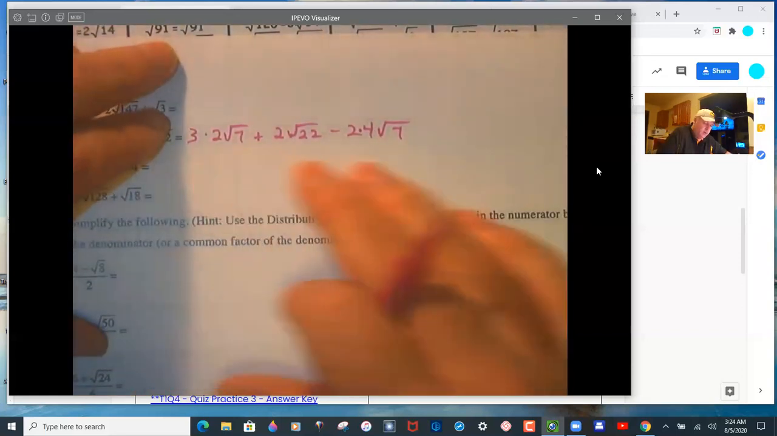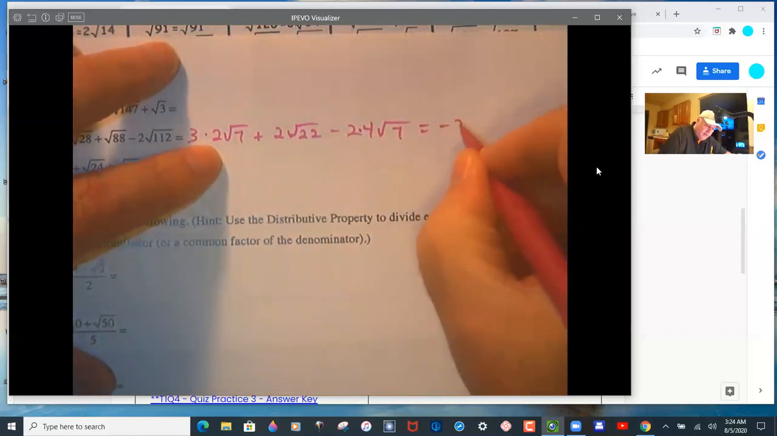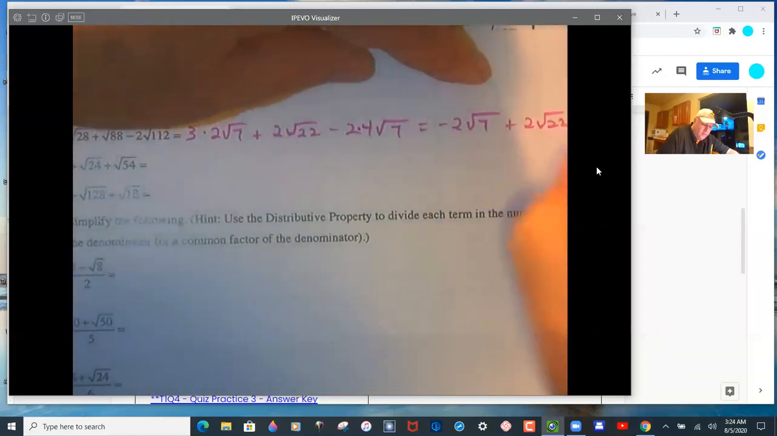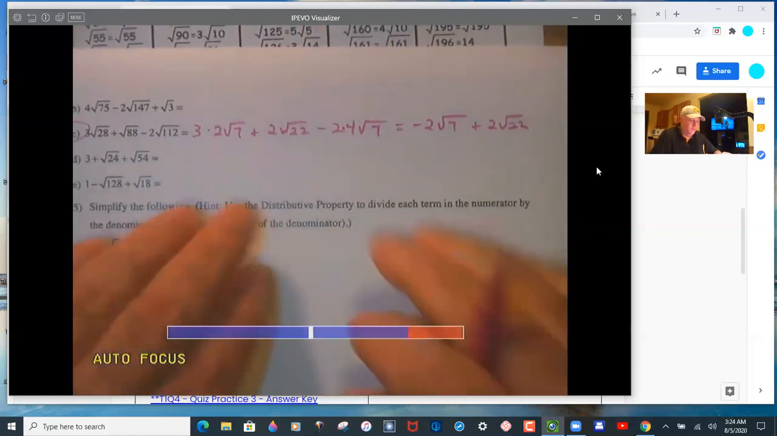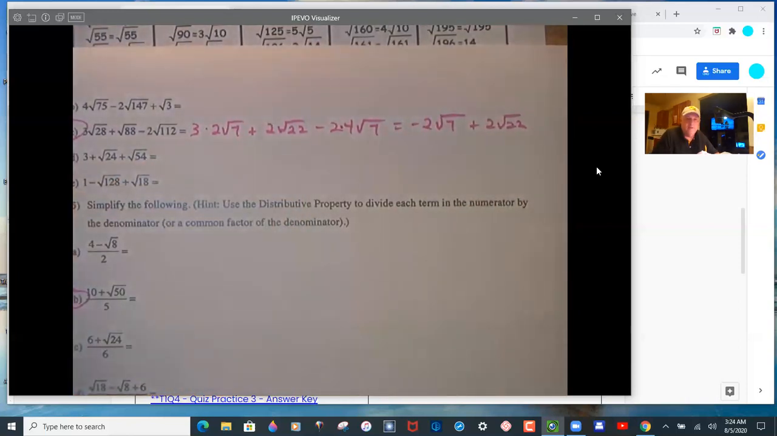So we have 6 times the square root of 7 minus 8 times the square root of 7. That's negative 2 times the square root of 7 plus 2 times the square root of 22. And so you combine these like they're like terms. They both have the square root of 7, so you add those together, and that gives you that final answer there.